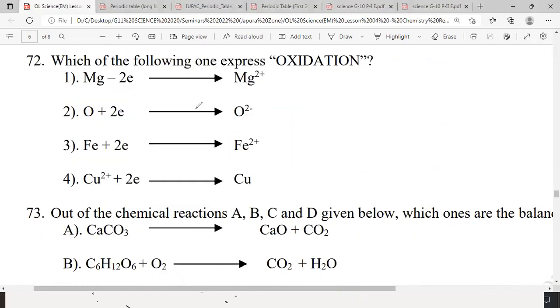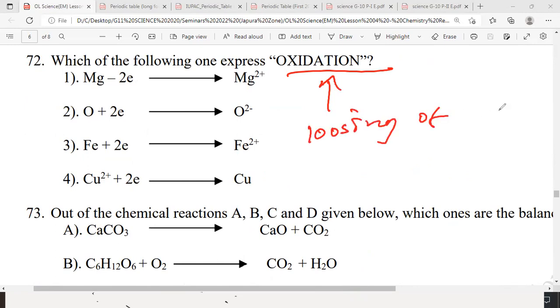I have to explain. Actually, oxidation is increasing of the oxidation number, the charge increases, or in other words, loss of electrons. Oxidation means losing of electrons. Gaining of electrons is called reduction. If someone loses an electron, there must be someone to gain it. Electrons cannot be left behind in the atmosphere or in nature. Losing of electrons, oxidation, or increasing of the charge from minus to 0, from 0 to plus, that is called oxidation.